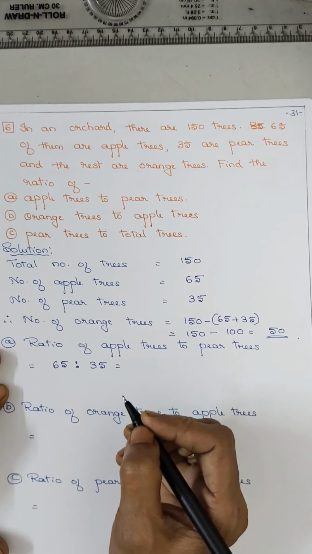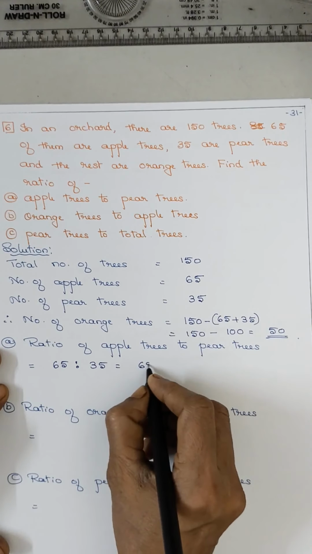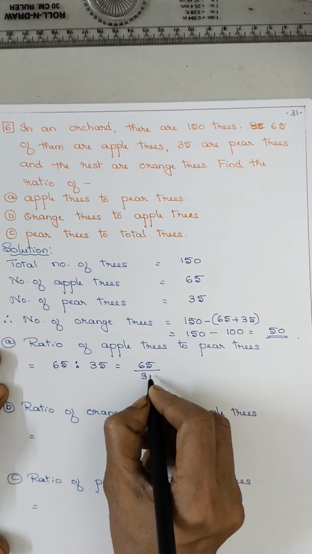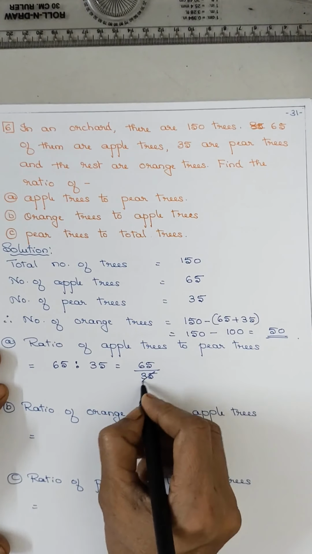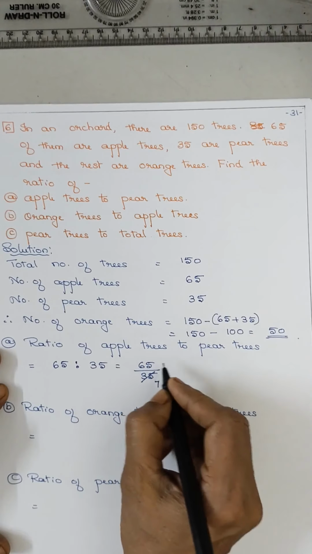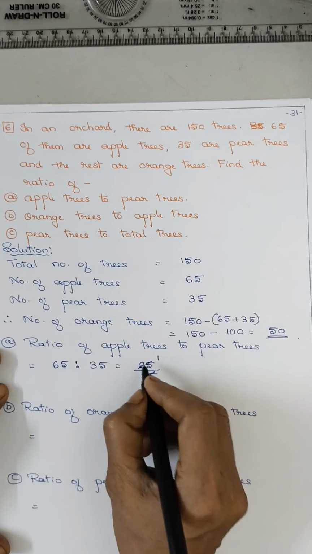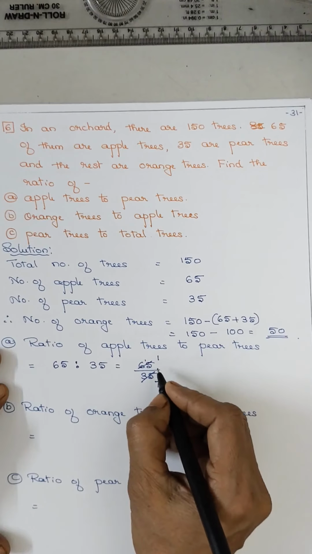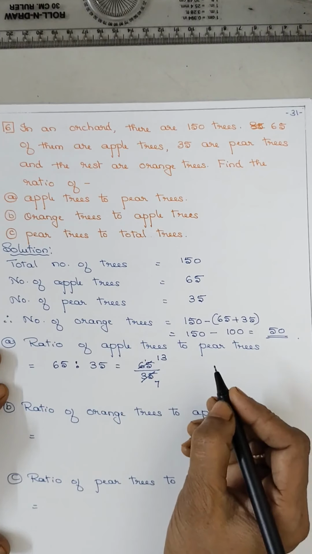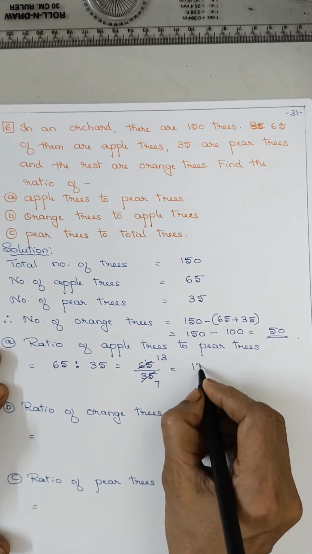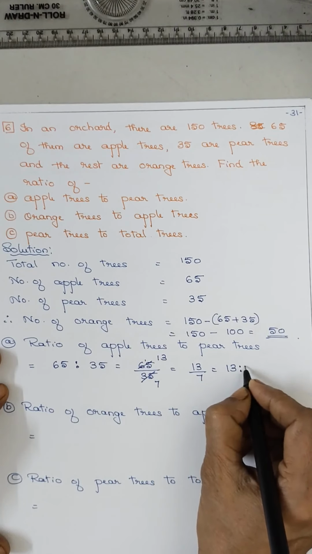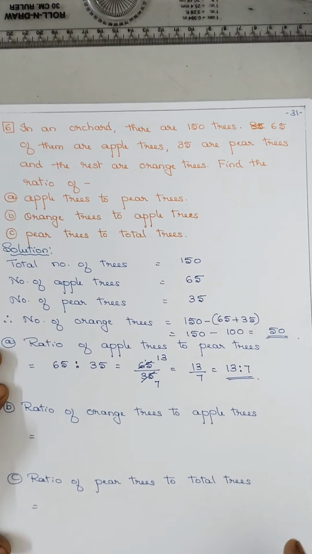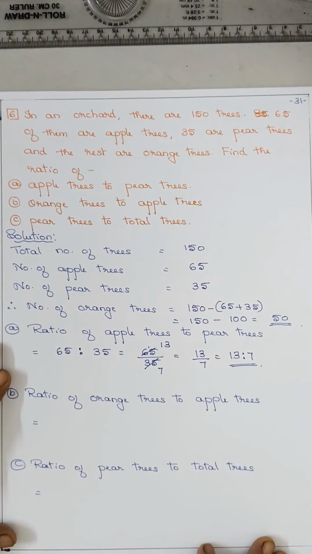Now to convert into the simplest form, fractional form. Now 5 का टेबल में 5 7s are 35, 5 1s are 5, 1 remains 15, 5 3s are 15. You got 13 by 7, that is 13 is to 7. First question का आंसर मिला.